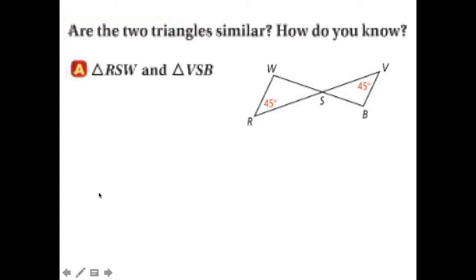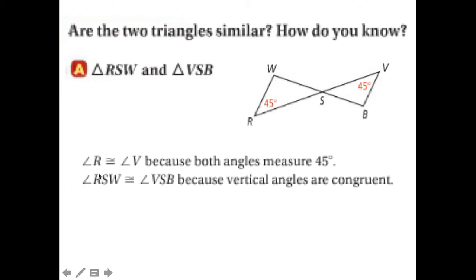So here is your example to write down. Are two triangles similar, and how do you know? We have these two triangles, RSW and VSB. We see that they both have an angle of 45, but do we have any other information to know if they're similar? So please think about it as you look at these two triangles.